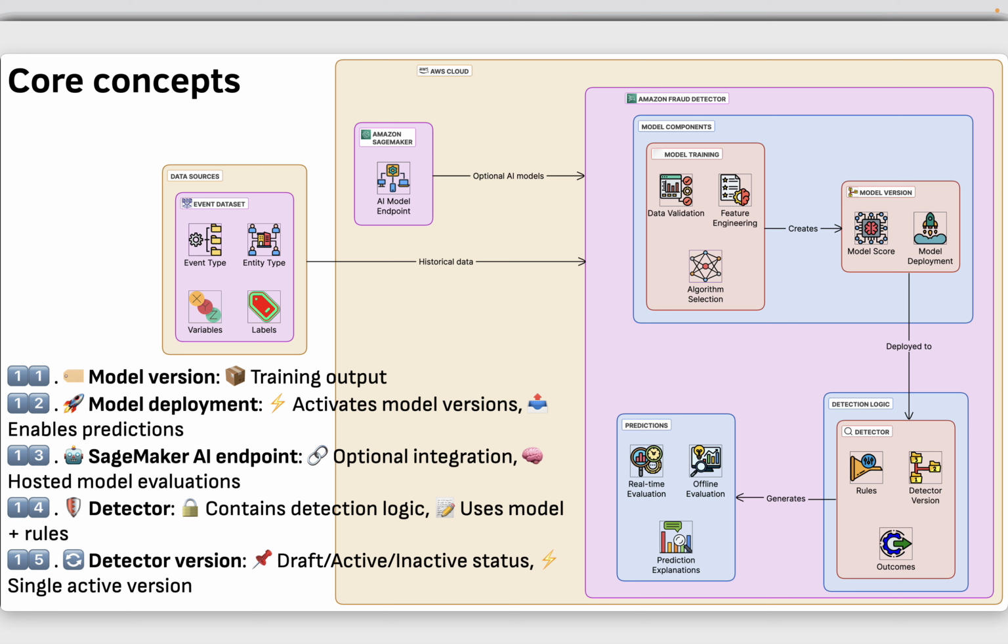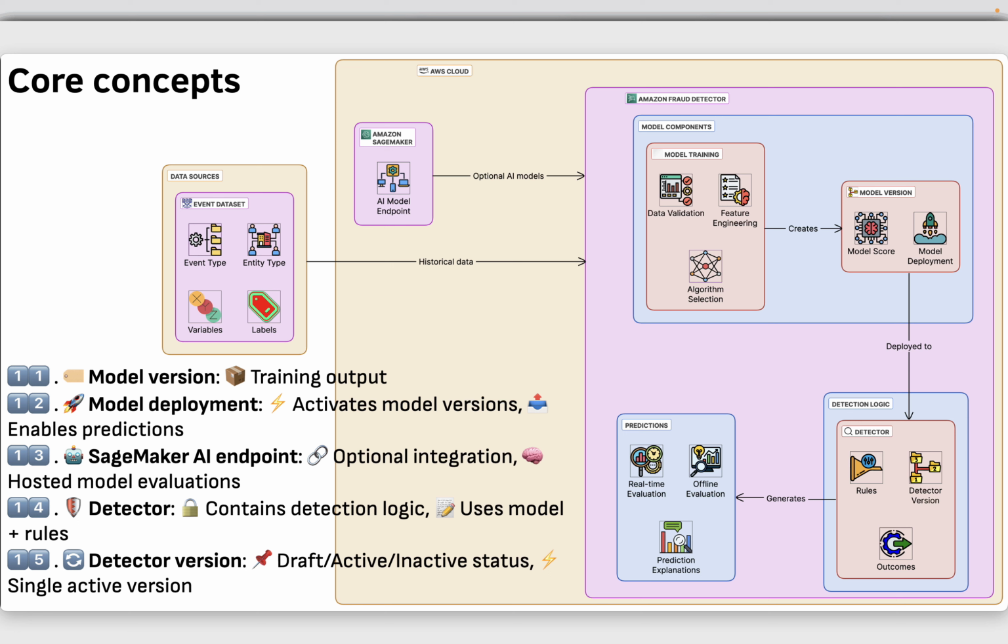So in addition to building models using a fraud detector, you can optionally use SageMaker AI hosted model endpoints in fraud detector evaluations. 14th is a detector. A detector contains the detection logic, such as the model and rules for a particular event that you want to evaluate for fraud. You create a detector using a model version.